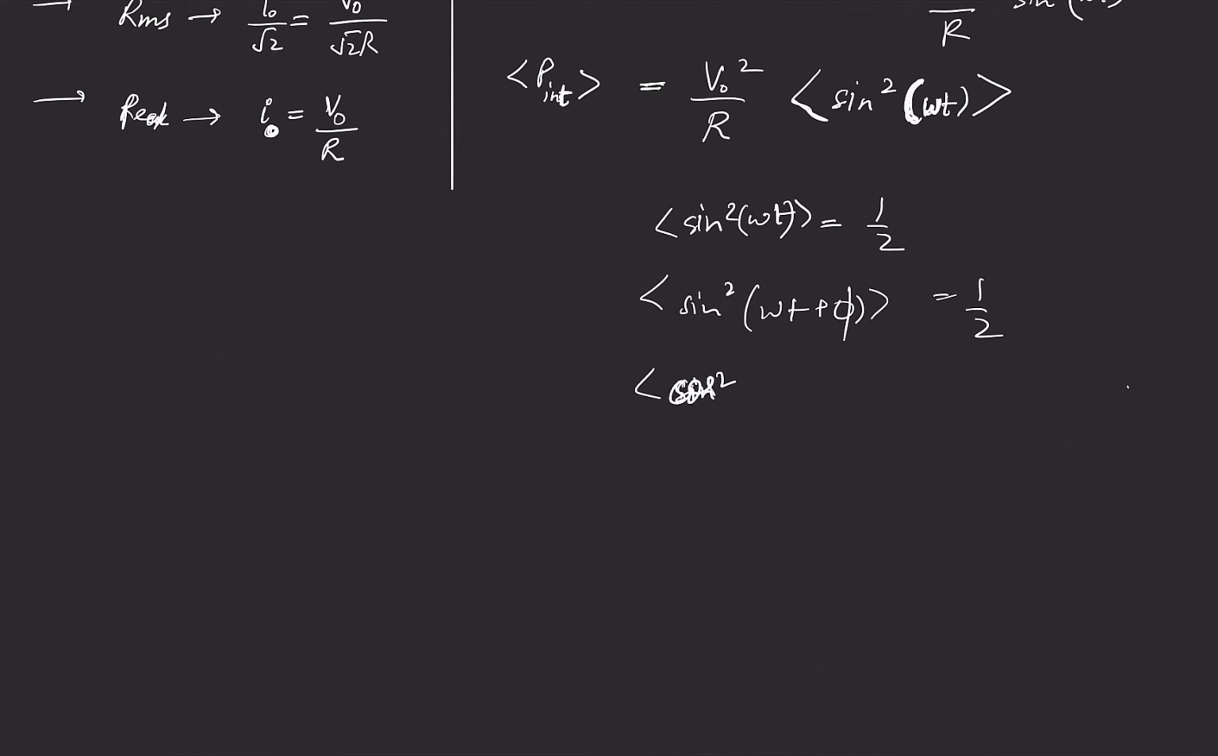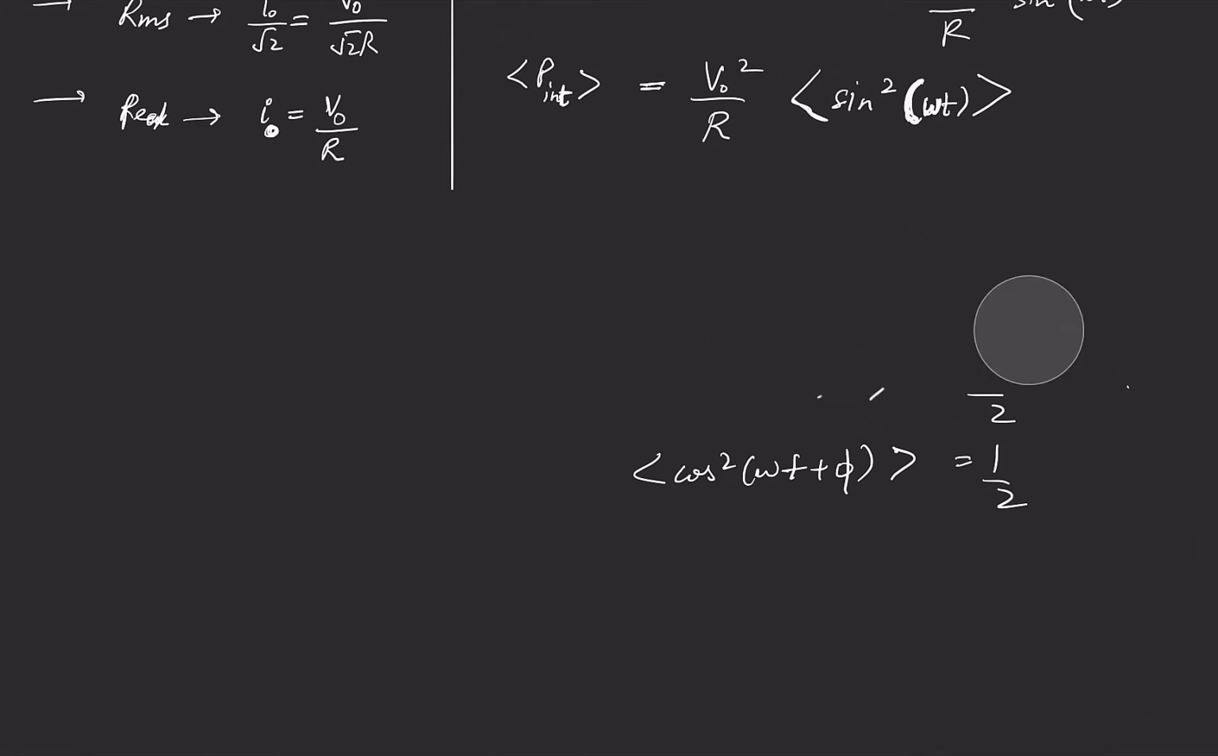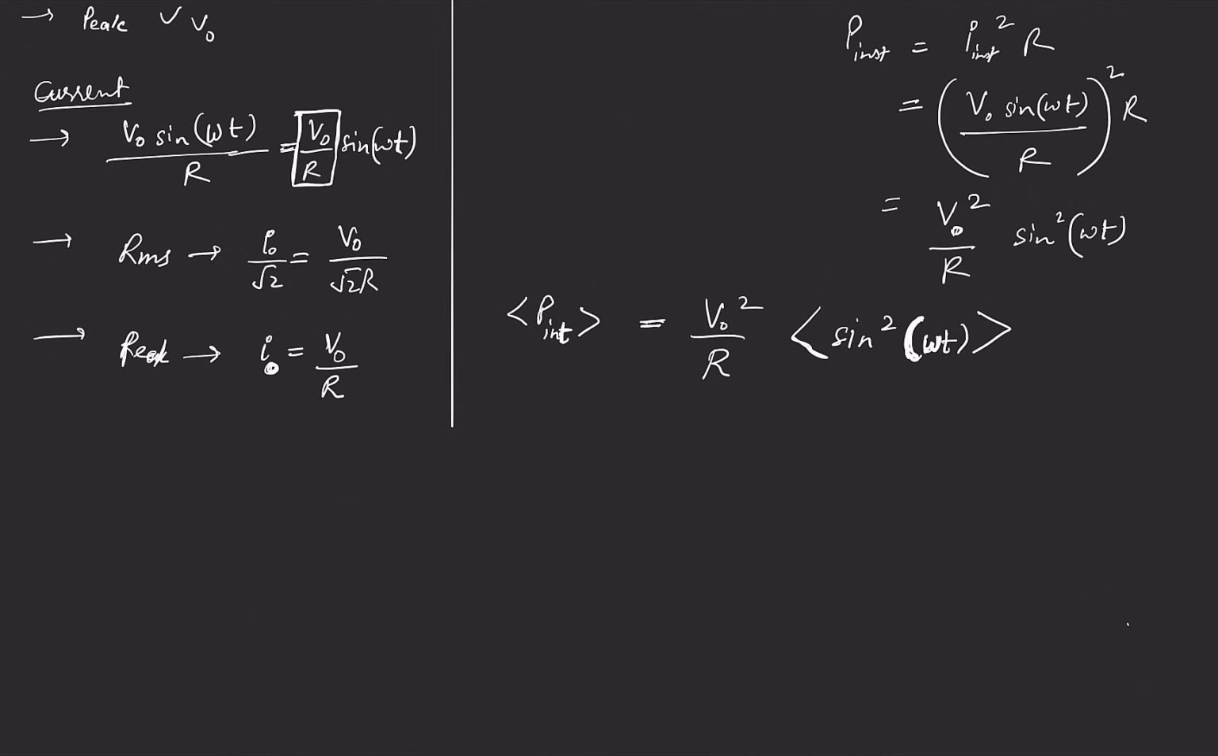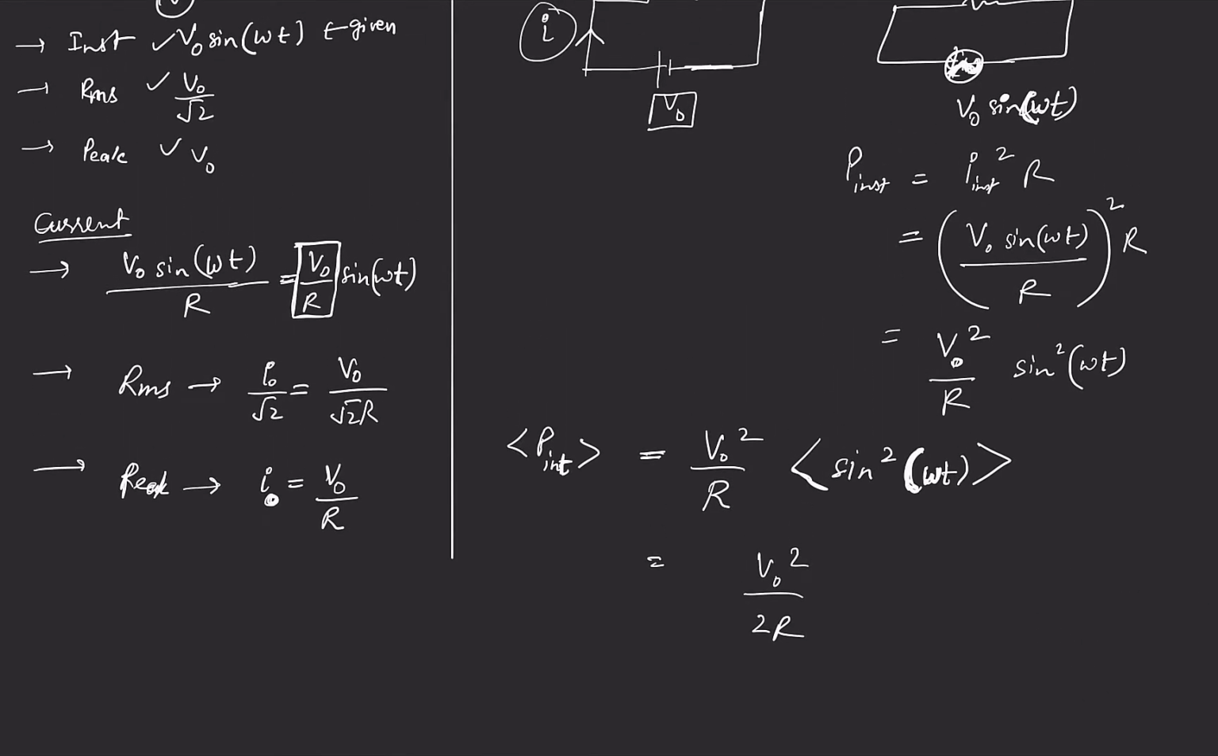Even if it was cos square omega t, the average is also half. Similarly, cos square omega t plus phi average is also half. So for any squared sinusoidal function the average value is half. So that's why the average value of power in one time period is v0 square by 2r for the right hand circuit.